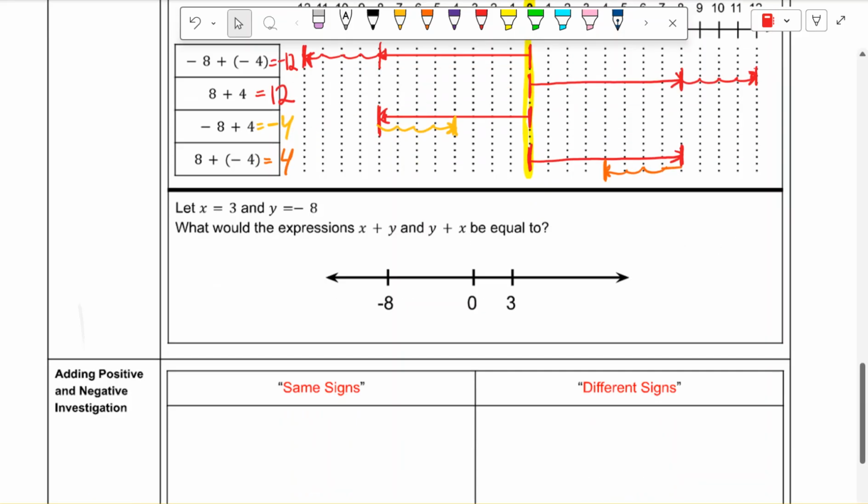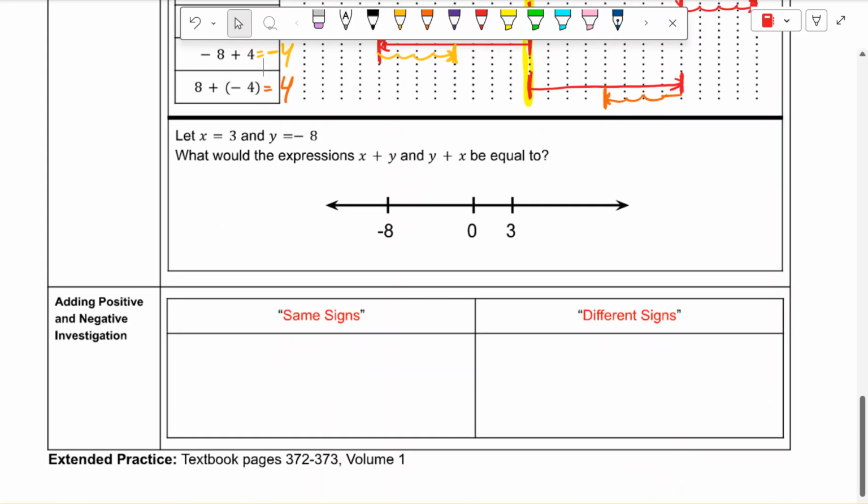All right, so let's take a look at this last one. It says, let x equal 3 and let y equal -8. All right, what would the expressions x plus y and y plus x be equal to? All right, so let's find where we are on the number line. We can see down here that we have 0, and the positives are always on the right side. So positives over here.